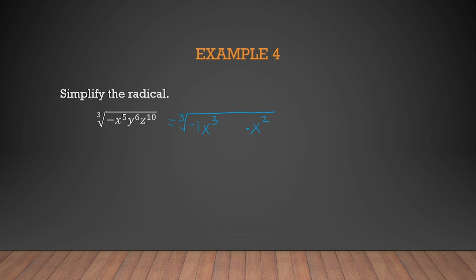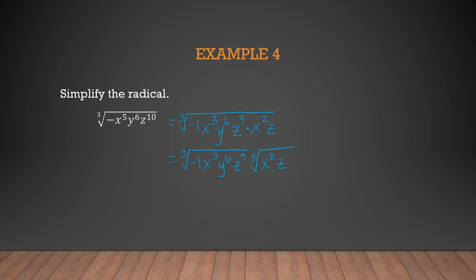Now looking at y to the 6th, 6 is a multiple of 3, so I'm going to put y to the 6th in the first factor. And looking at z to the 10, 10 is not a multiple of 3. The largest multiple of 3 less than 10 is 9, so I'm going to put z to the 9 in the first factor, and then one copy of z in the other factor. Now we can split this radical up, so I can do the cube root of negative 1, x to the 3rd, y to the 6th, z to the 9, and separately from that, I can do the cube root of x squared z.